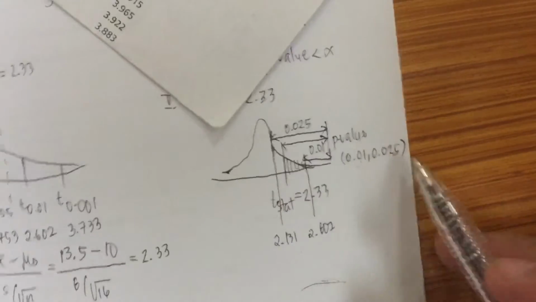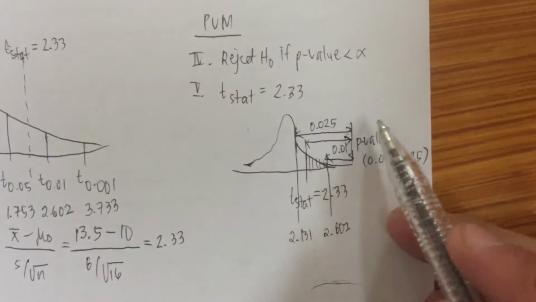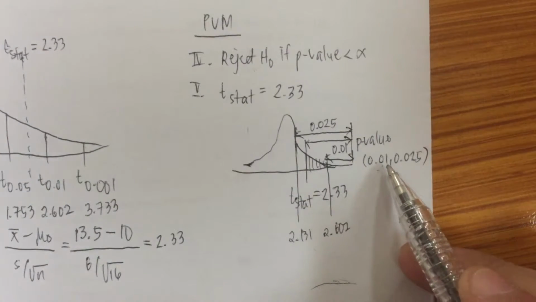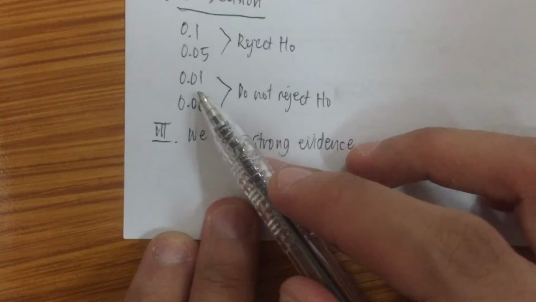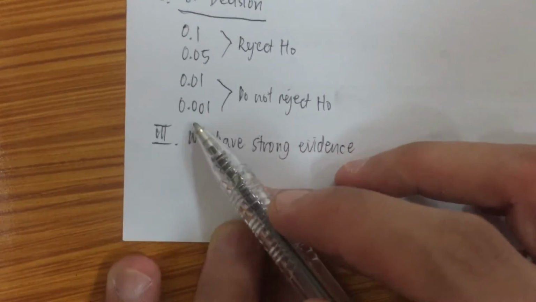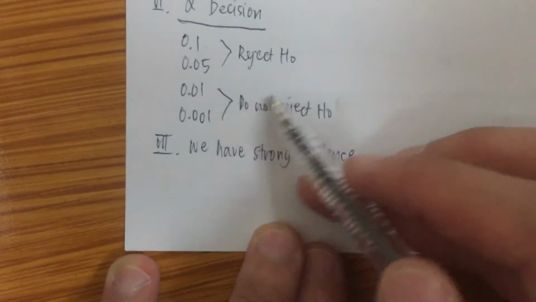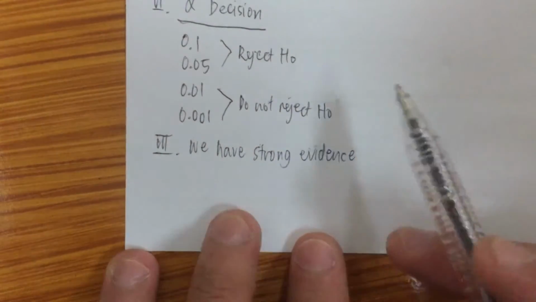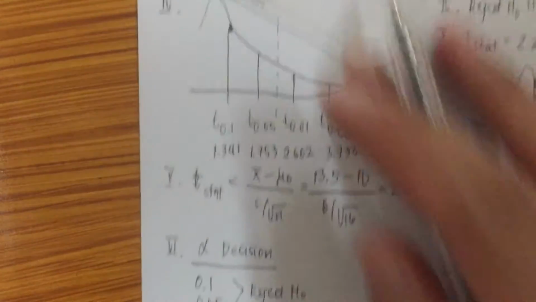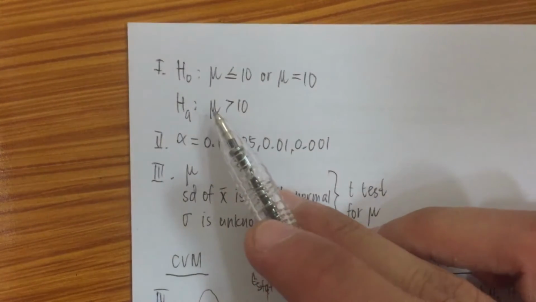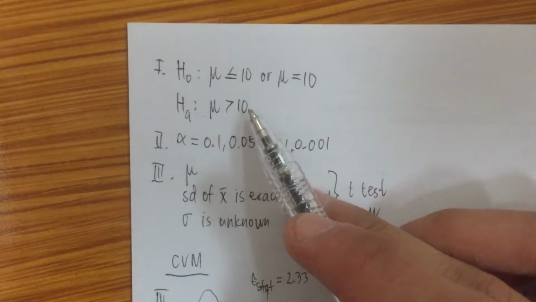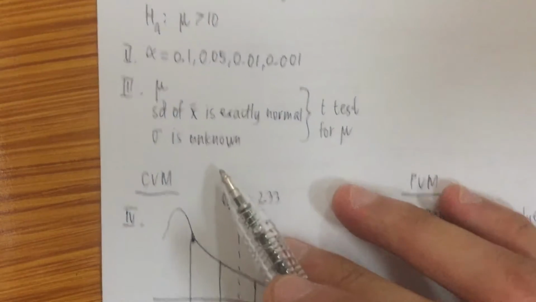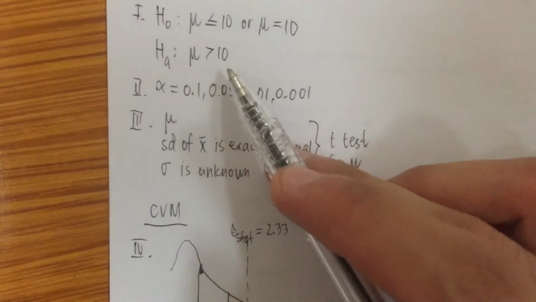But for 1%, again, the interval clearly states that the area should be more than 1%. So in that case, we cannot reject the null hypothesis at 1% and even for 0.1%. So we will have the same set of decisions and even the interpretation. So we have strong evidence to support the claim that the average of the population is greater than 10. So that's the t-test for one-sided greater than alternative.